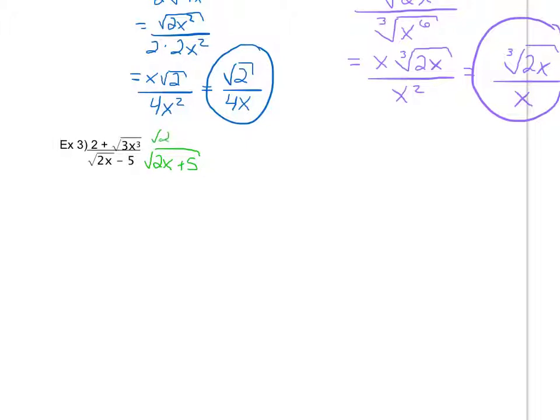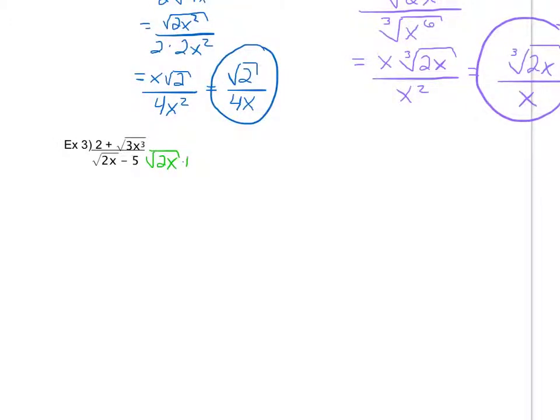Remember, conjugates only differ in their middle sign. I always do the same thing to top as I do to bottom, and I only need the 2x under a radical. So on the bottom, I could FOIL, but I think it is faster to use my a squared minus b squared, a plus b times a minus b formula. On top, I'm going to have to FOIL.